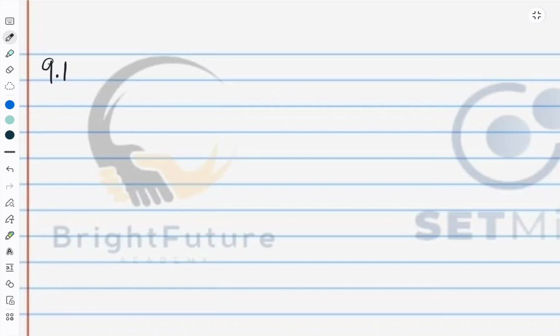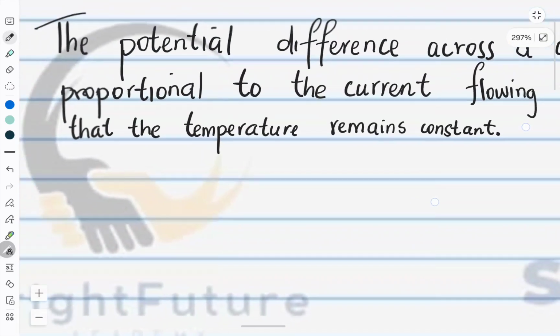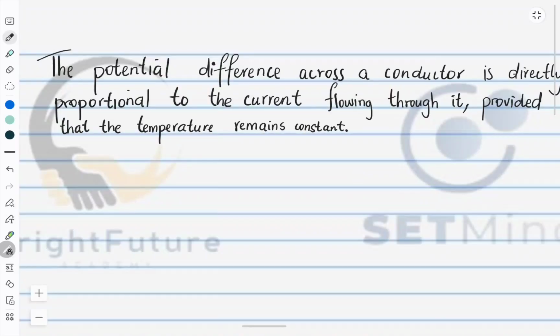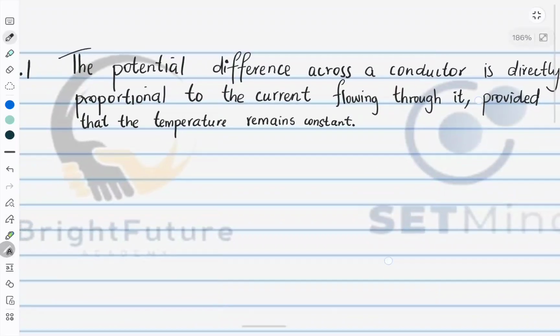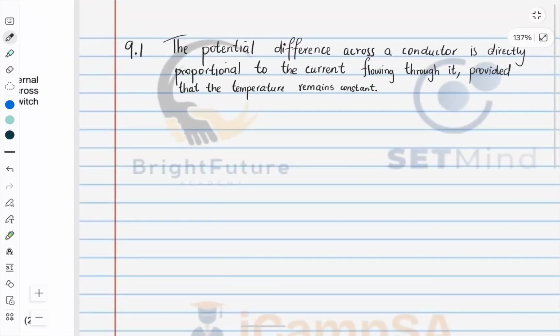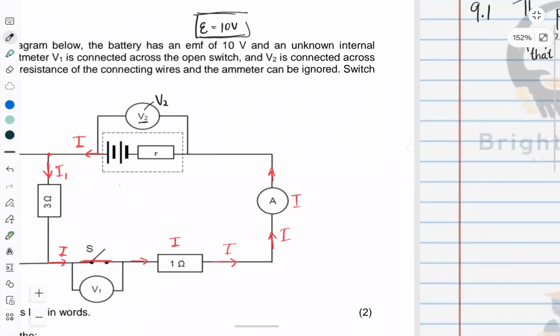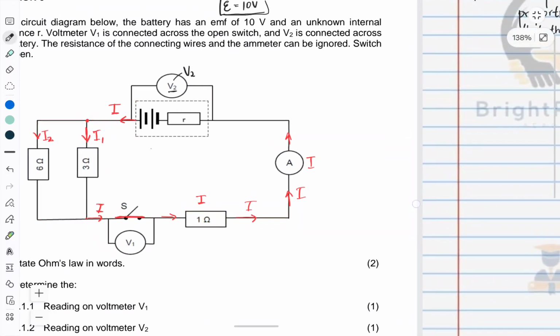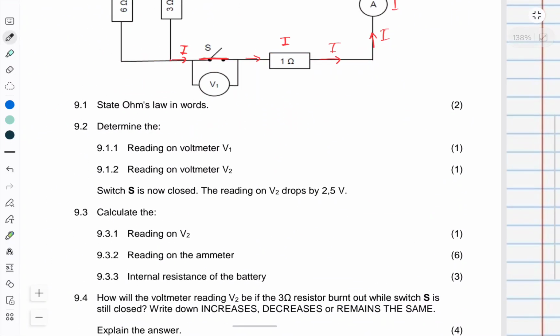So yeah, we'll say that the potential difference across a conductor is directly proportional to the current flowing through it, provided that the temperature remains constant. Usually it's the temperature and other factors, but for grade 12, we just focus on temperature.